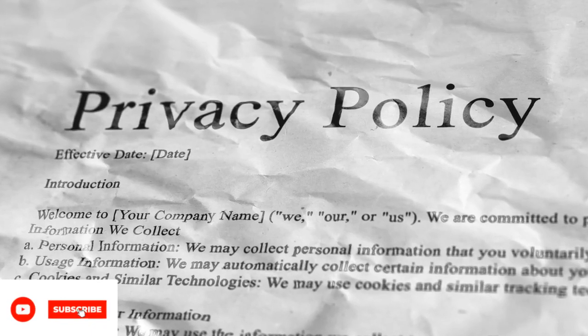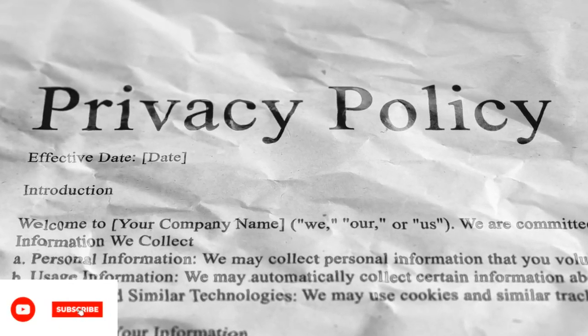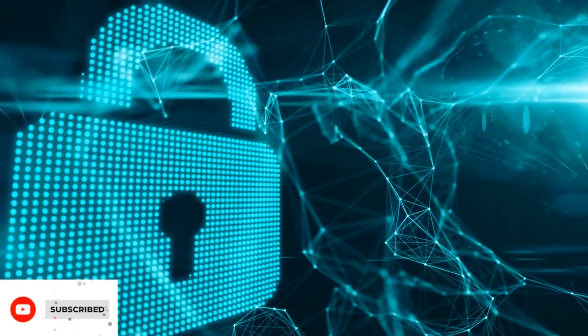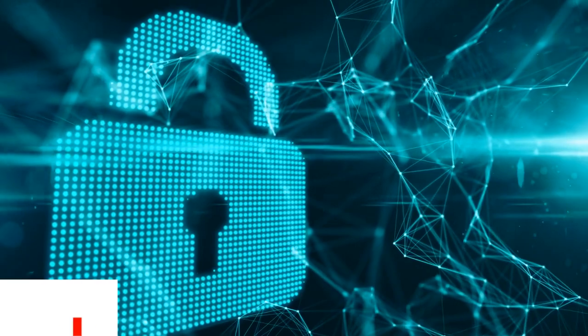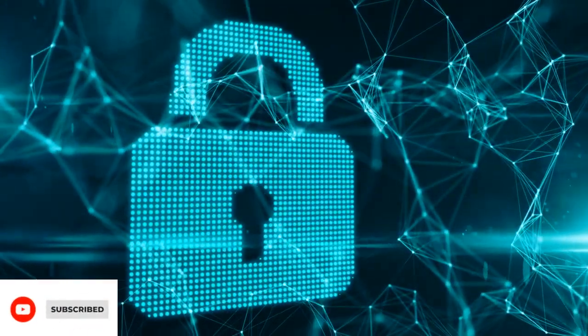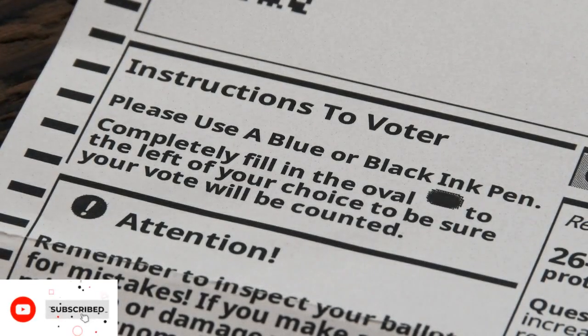4. Privacy. While transparency is crucial, maintaining voter privacy is equally important. Blockchain voting systems should incorporate strong privacy protection measures to ensure that votes remain confidential and are not linked to individual voters. Privacy-focused cryptographic techniques and privacy-enhancing technologies should be an integral part of the voting system.